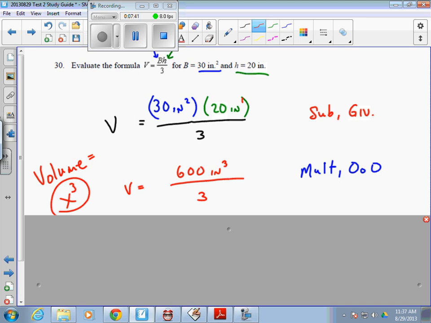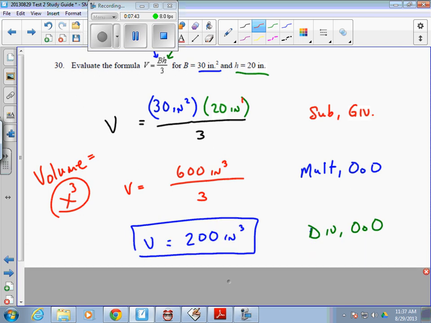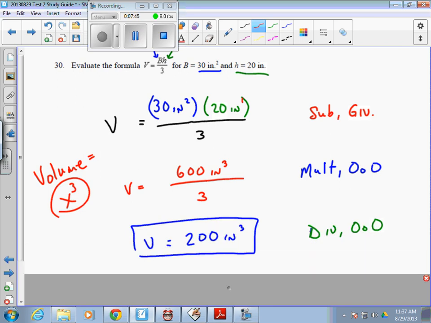That's just multiplying for order of operations. Then divide 600 inches cubed by 3 gives you 200 inches cubed. And that's simply dividing, again, because of order of operations. So your volume is 200 inches cubed.